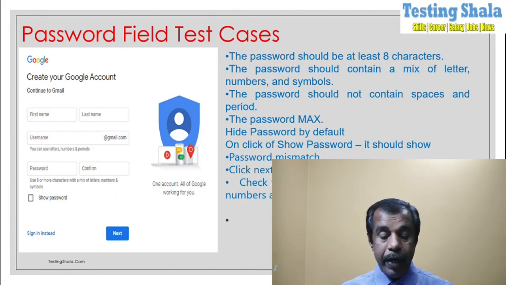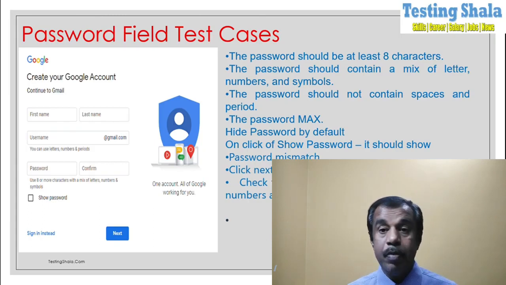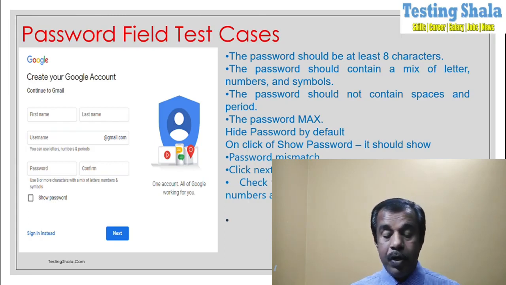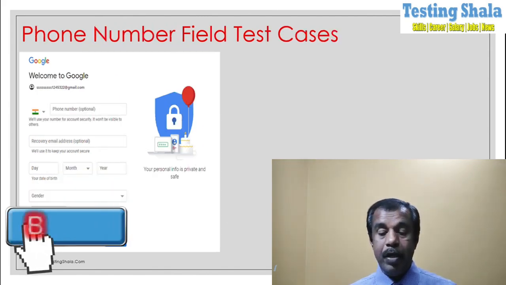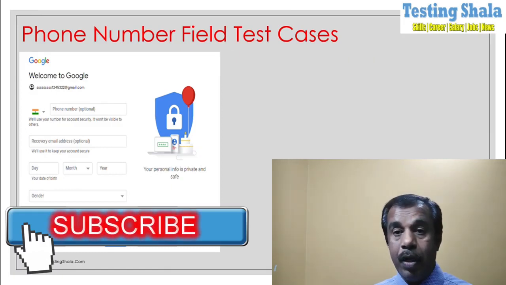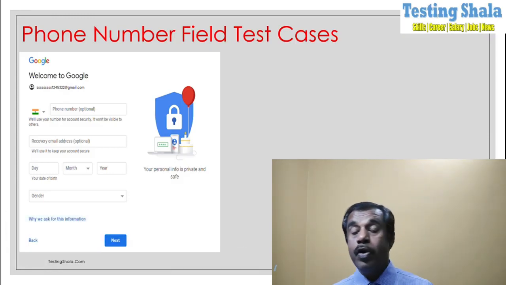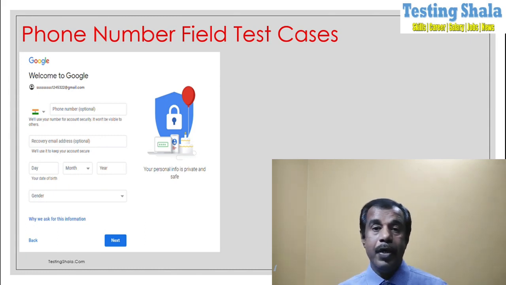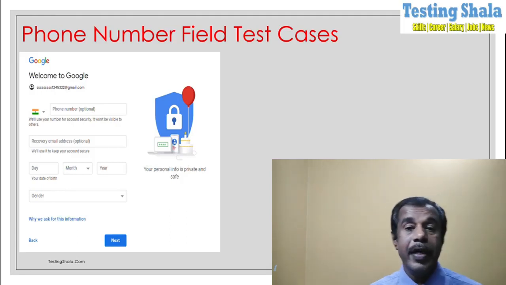Now we will move on to the next type of test cases, which is a phone number. After entering first name, last name, username and password, when you click on the next button here, it will take you to the next page, where it will tell you welcome Google with your email ID, and it asks for a phone number. And again it is optional when you are trying to create a Google account. So let's see what different test cases we can write for a phone number.